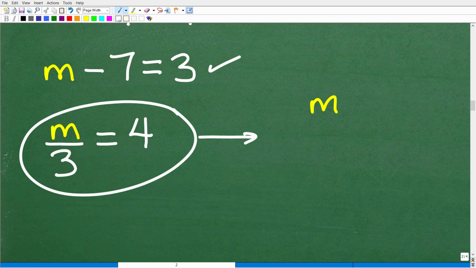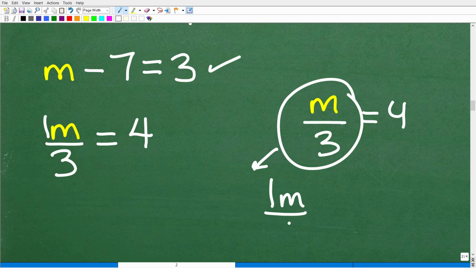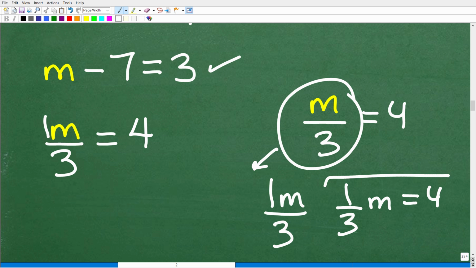So we have m over 3 is equal to 4. And by the way, there's a lot of stuff that I'm kind of not covering in these concepts, but hopefully everyone out there is understanding this. So this m over 3, there's really a 1 in front of this m. So this is really 1m over 3. There's different ways you can write this, algebraically. So you could think of this as 1m over 3, or you could think of this as 1/3 m is equal to 4. So if you prefer to see this as a fraction, 1/3 m is equal to 4, that's perfectly fine.